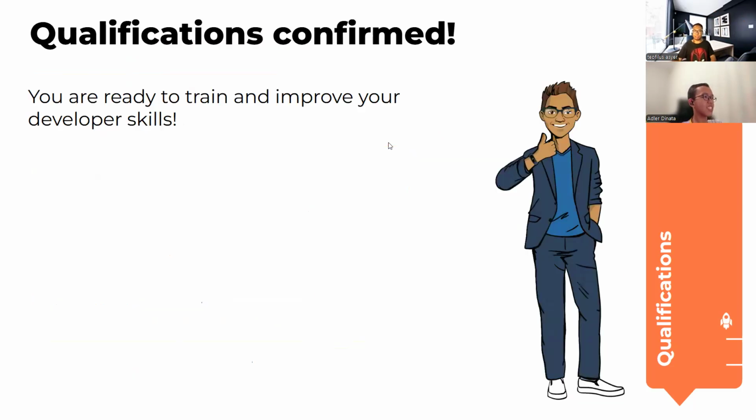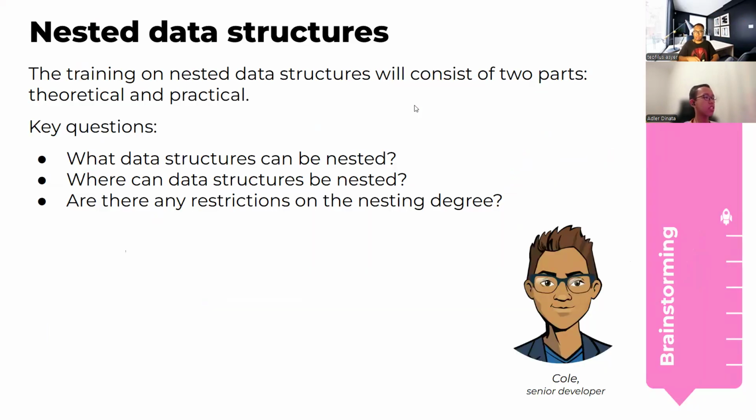Okay, let's continue. Now let's try to learn about the nesting design. Let's try to learn how to use a nested data structure such as list and dictionary with other data types. So let's see some examples.